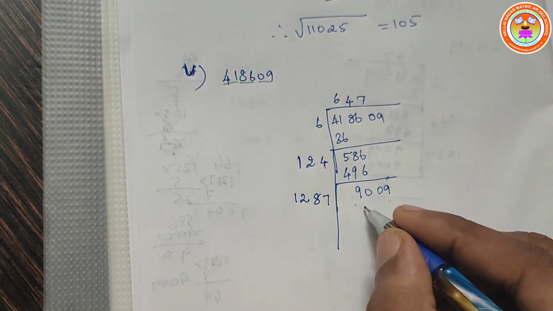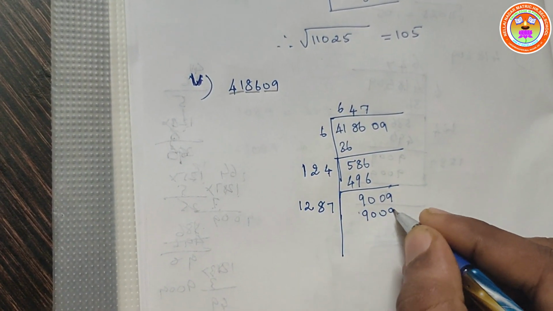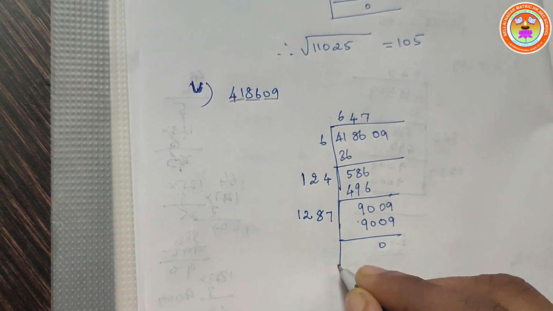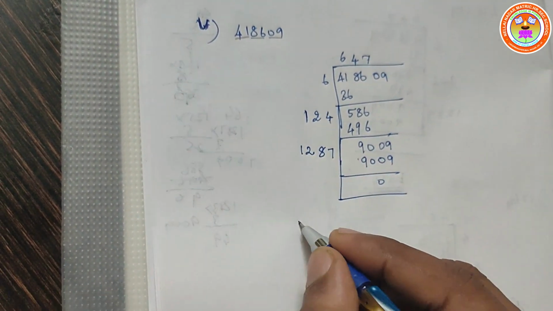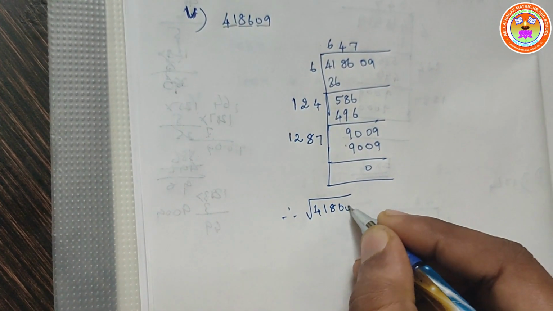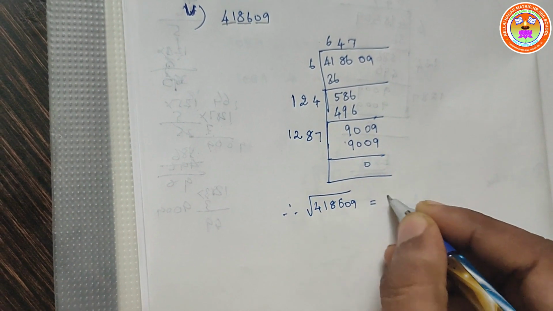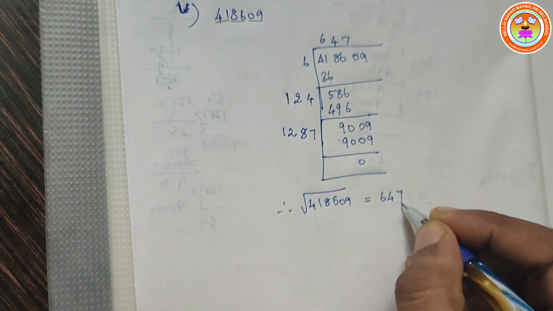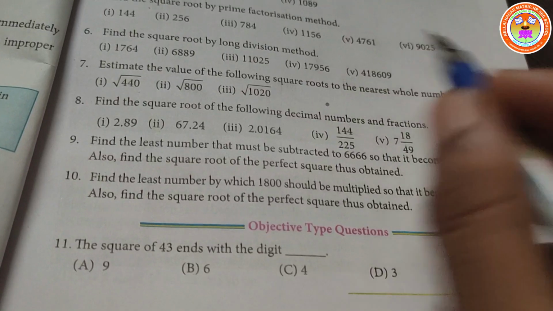Check it out, 9009. So subtract, we will get 0. Therefore the square root of 4,18,609 is equal to 647.